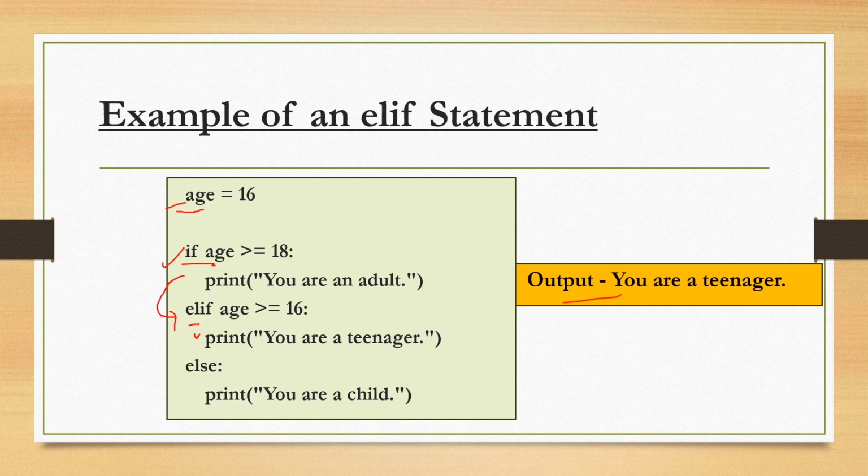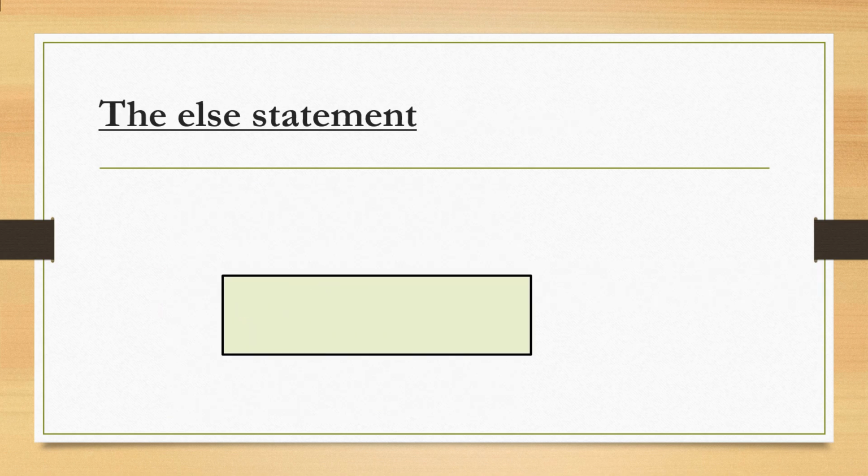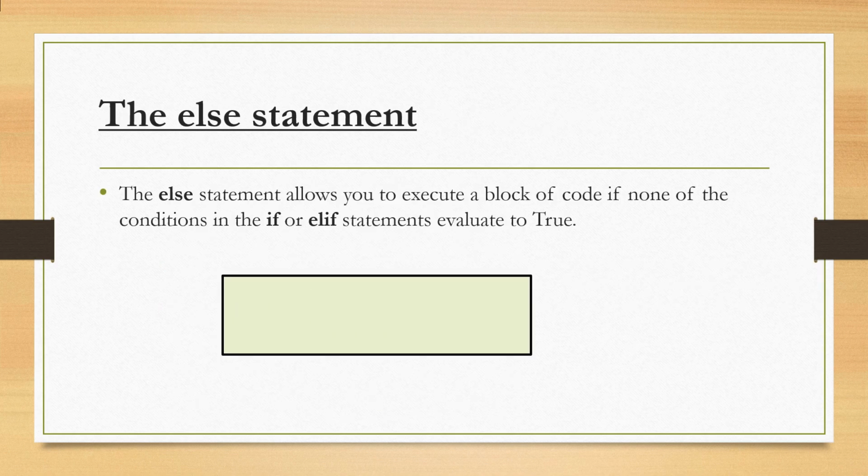Now you have understood if and elif. Now we are going to see else. The else statement is very simple, so you can easily understand this. The else statement allows you to execute a block of code if none of the conditions in the if or elif statements evaluate to true. So if the if condition is false and the elif condition is false, then at last the else block of code will be executed.